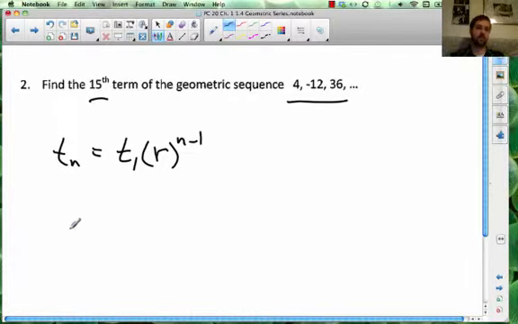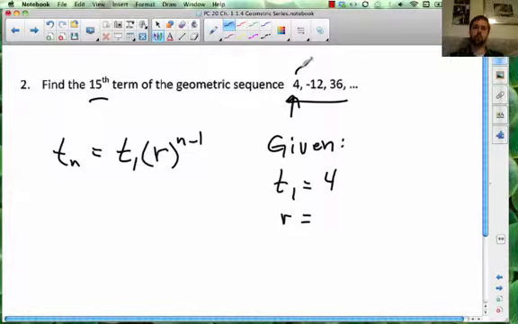So we want to find the 15th term, so that's Tn. All of our given information right here, T1 is 4 from right here. R is our common ratio. What do we have to multiply these by to get to the next term? You see that it flip-flops from negative to positive, so our ratio must be negative. 4 times what is 12? The answer is 3. And then what else is given to us? The 15th term, so that's n. N equals 15, and we want to find Tn. That's our question mark. So here we go.